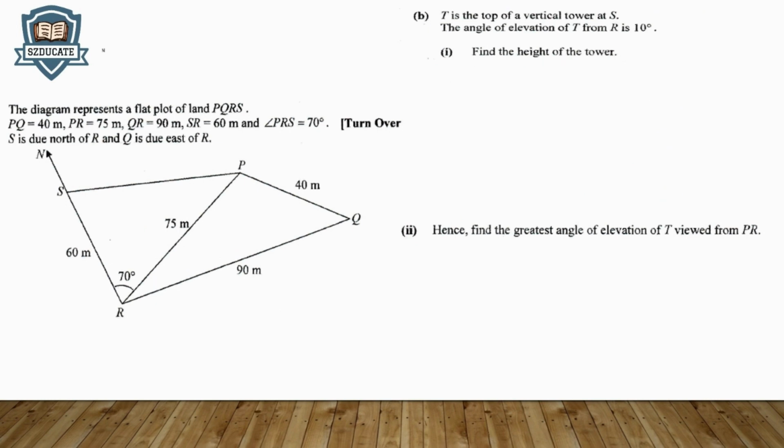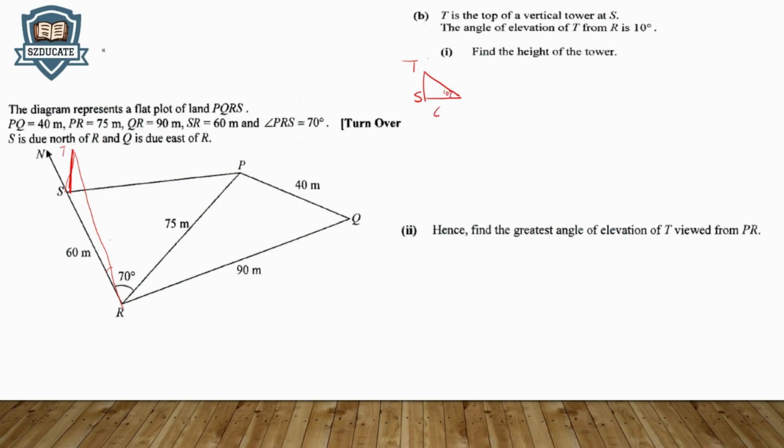Next part, T is the top of a vertical tower at S. Now this is when it becomes 3D. T is the top of the vertical tower, so it's at S. So you will want to visualize that there is a tower that is vertical, and this is T. And the angle of elevation from R. So now we are concerned with here, and then this is your angle of elevation. Now, if you can visualize, do not just rely on visualization. Please draw it out so that you can use this as a guide while you are doing it. T, this is S, and this is 10 degrees.